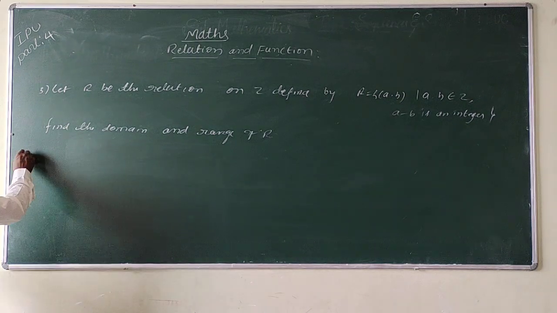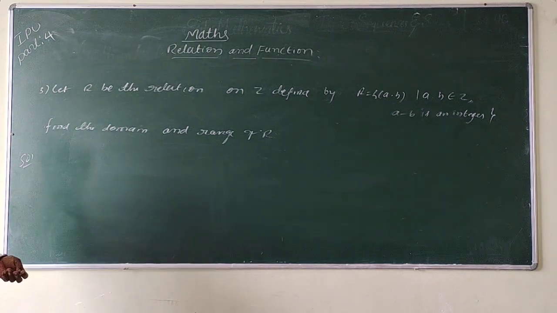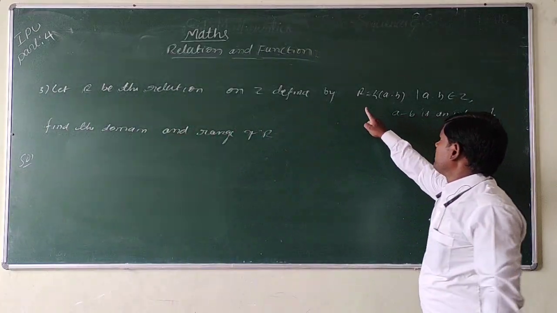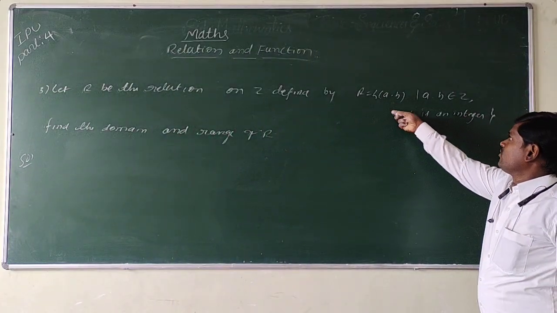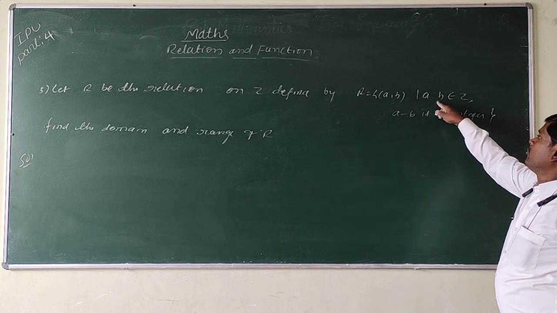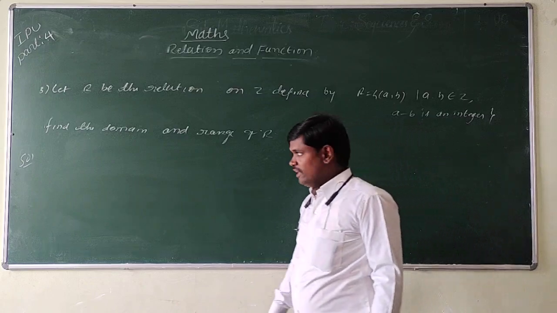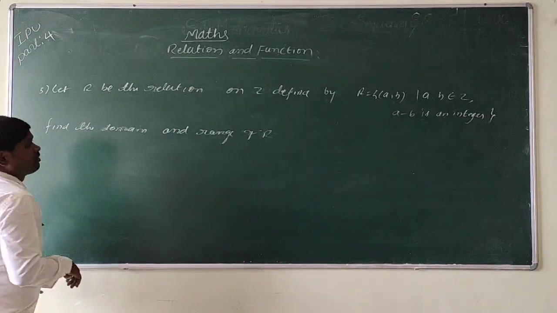So the next problem: R is a relation defined on Z, that means the set of all integers. The relation R is defined as the set of all ordered pairs (a, b) such that (a, b) belongs to Z and a minus b is an integer. Then find the domain and range.